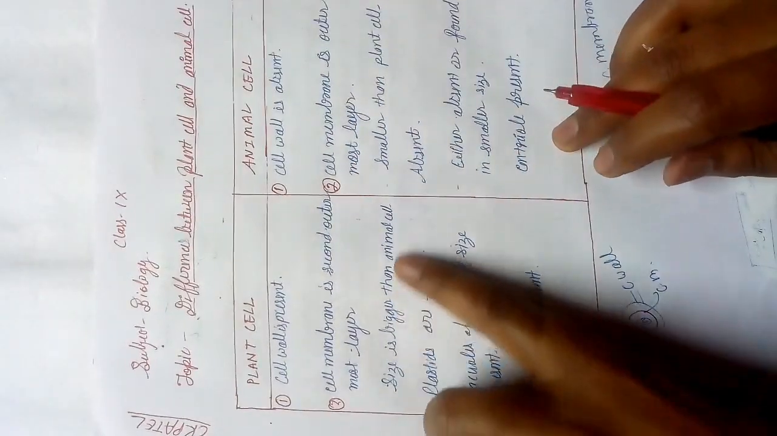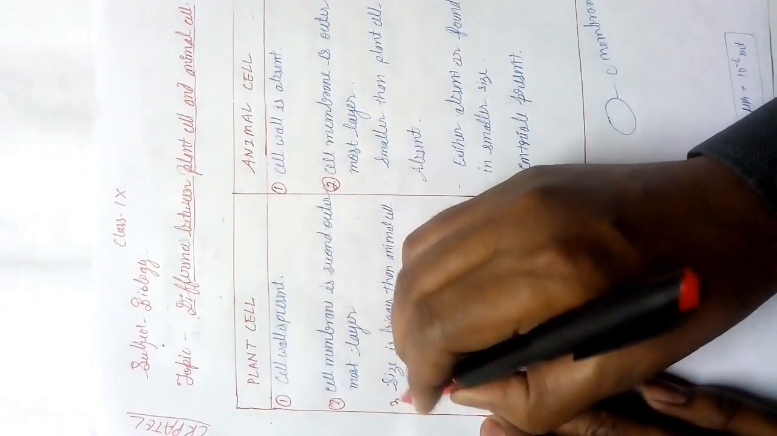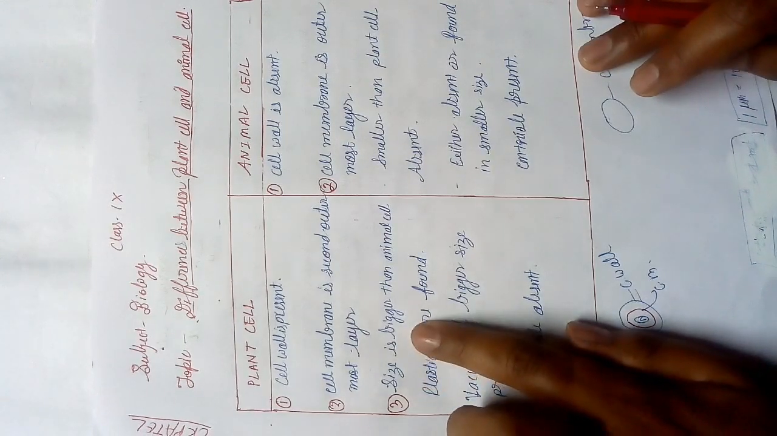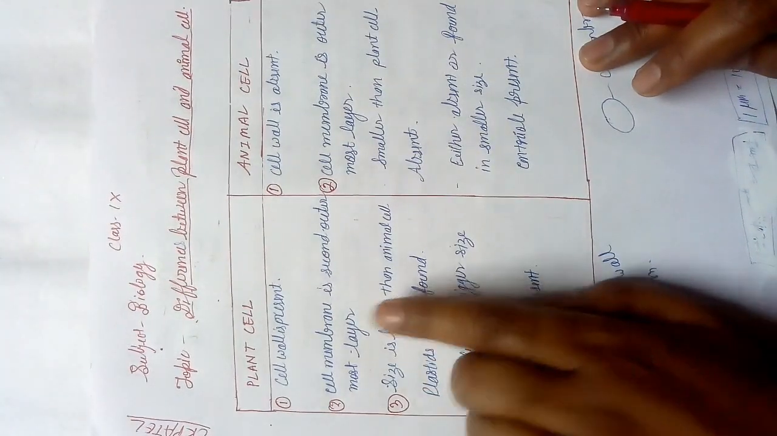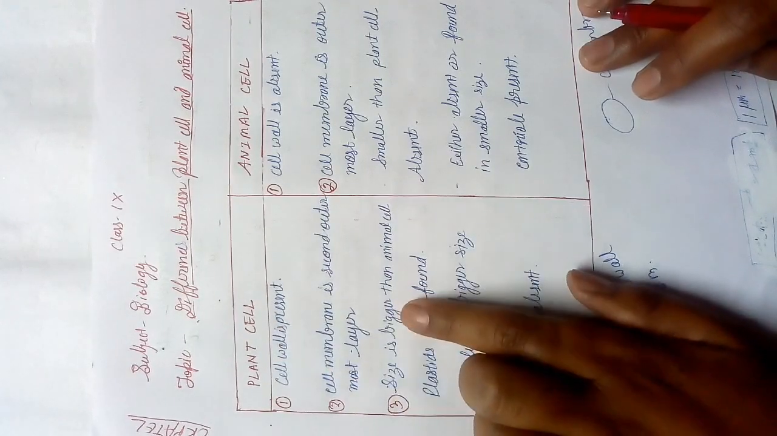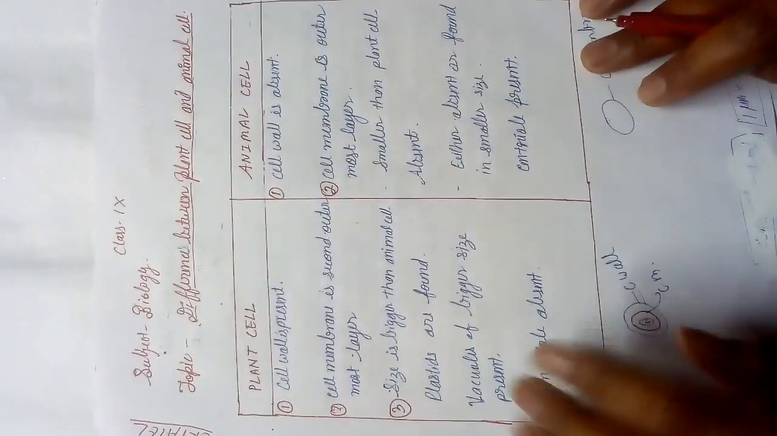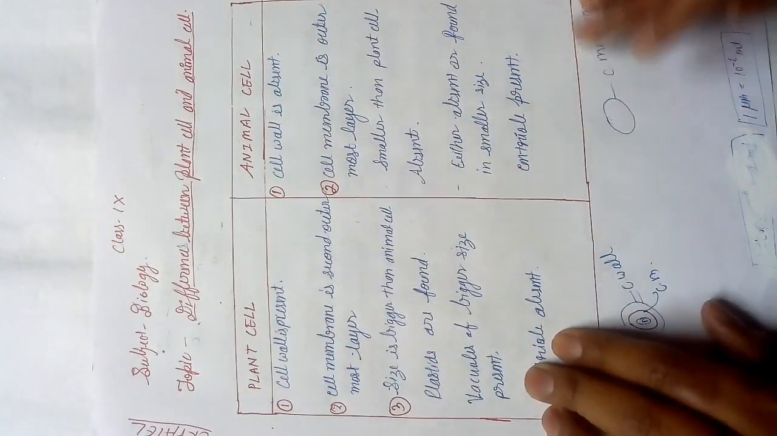Next, size is bigger than animal cell. That is why in your practical classes you would be observing the plant cell more clearly than an animal cell, because of its size.